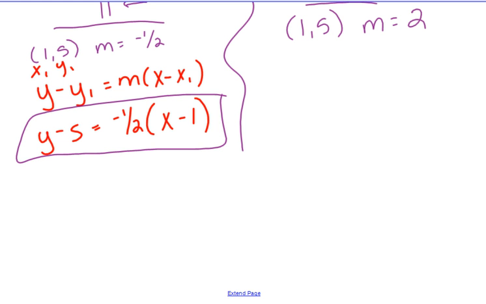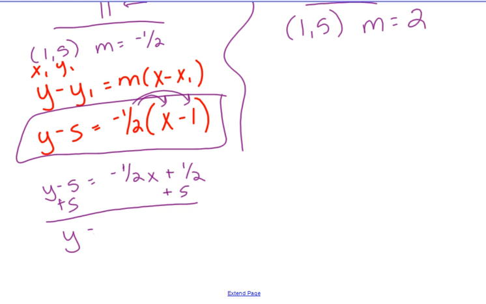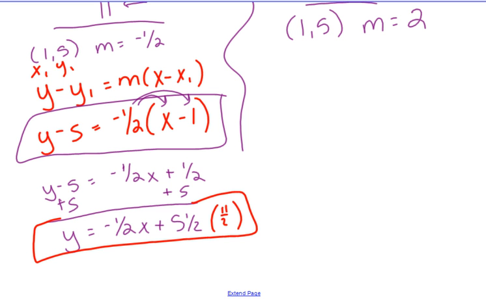Now to move to slope-intercept form, I distribute the -1/2. So I would have y minus 5 equals -1/2 x plus a half. -1/2 times -1 would be a +1/2. Add 5 to both sides. Slope-intercept form would be y equals -1/2 x plus 5.5. Or if you wanted to write that as 11/2, that would work too. So there's my answer for slope-intercept form.